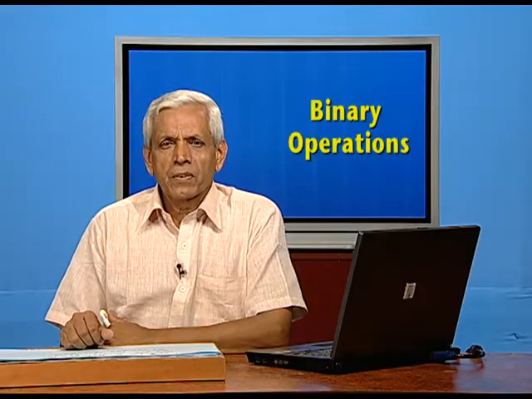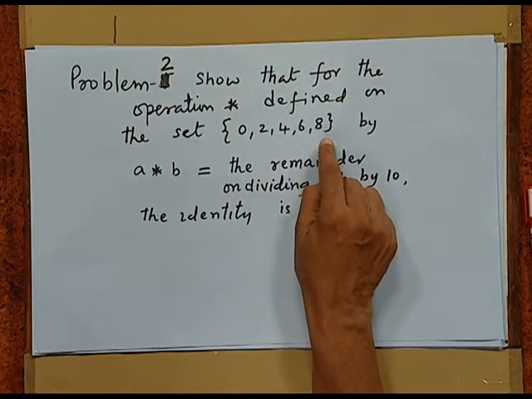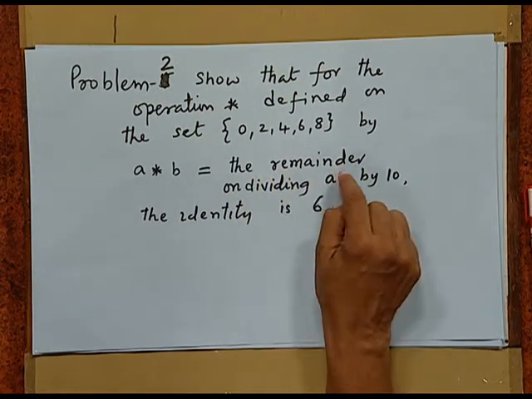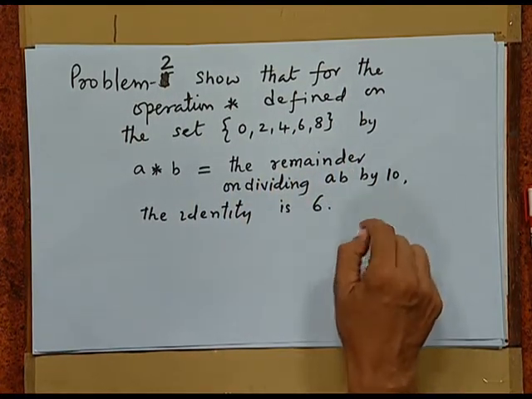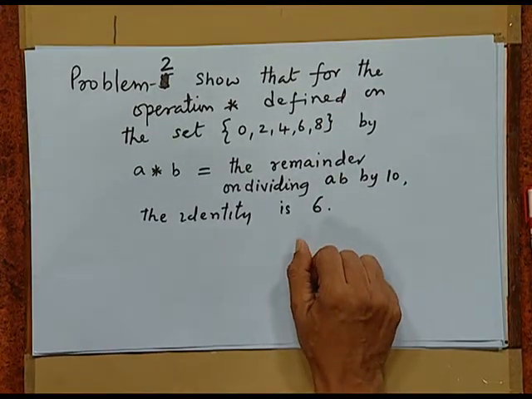Let us take one more example. Show that for the operation star defined on the set 0, 2, 4, 6, 8 by a star b equal to the remainder on dividing ab by 10, the identity is 6. This problem is very interesting. Usually identity becomes 0 or 1. Here is a case where the identity is neither 0 nor 1. Let us solve this problem.